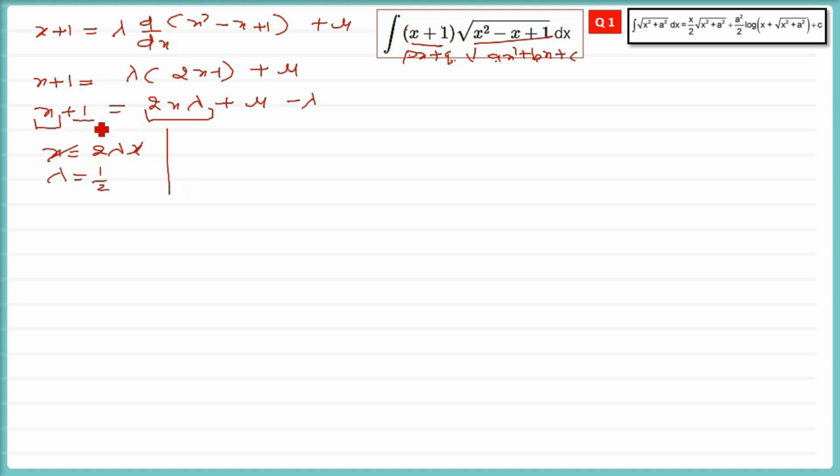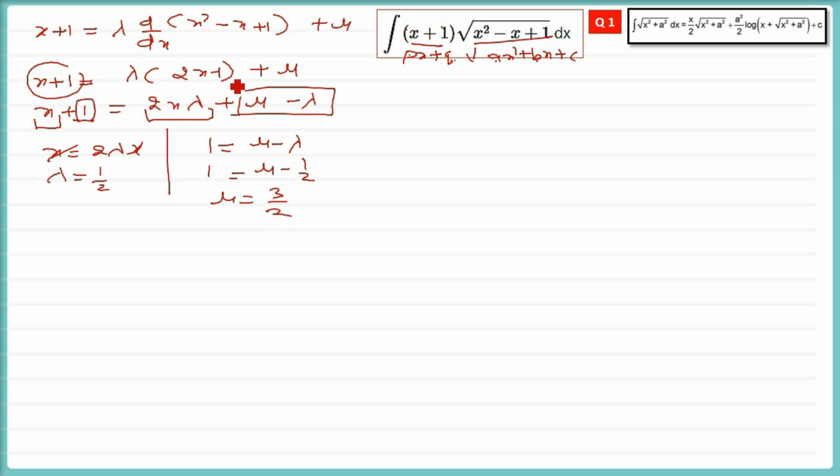In the second part, we have to equate the similar term. So the constant is mu minus lambda, and it will be equated to 1. Lambda is already computed, which is half. So 1 will be equal to mu minus half. Mu will be equal to 1 plus half, which is 3 by 2. Lambda and mu are computed now.